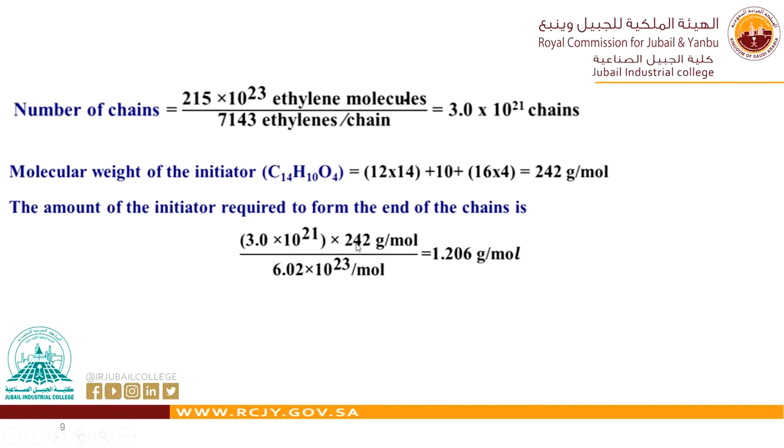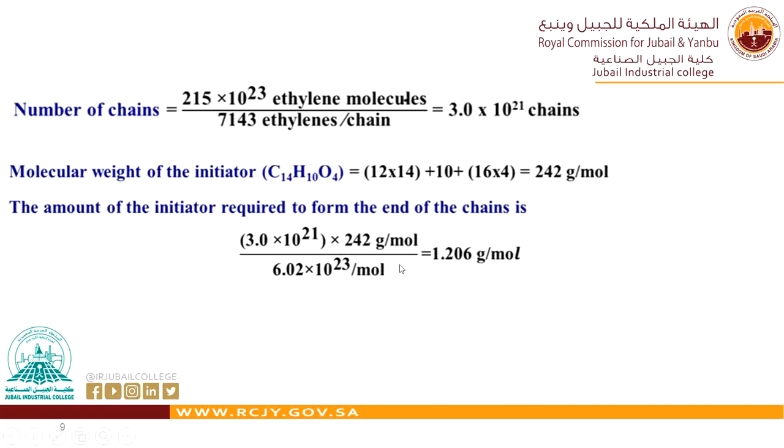So how do we get the molar mass of the initiator? We use the chemical composition C14 H10 O14 to calculate the molecular weight of the initiator. This number multiplied by the number of chains will give us the amount, but the amount we are going to get is going to be in grams per mole. So to change it to mass, we divide by Avogadro. Avogadro is per mole, we cancel per mole, we end up with what? Grams. Sorry, this is a mistake here. This is supposed to be 1.206 grams. So please take this one out.